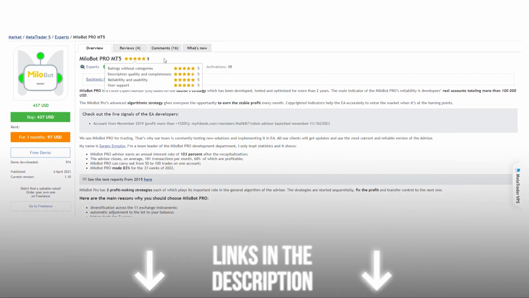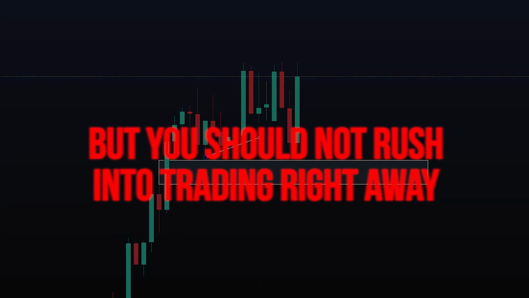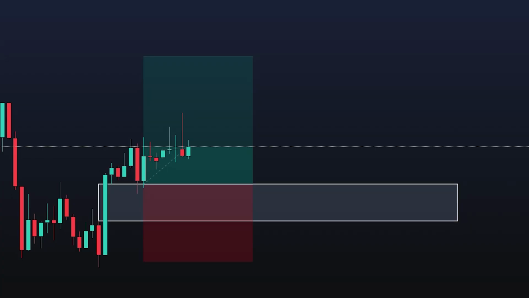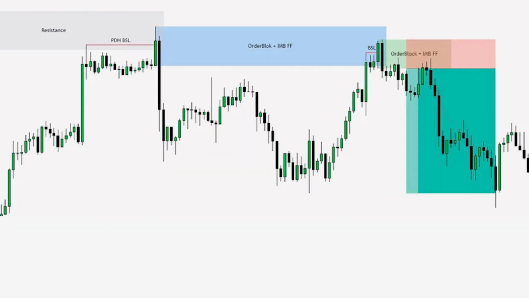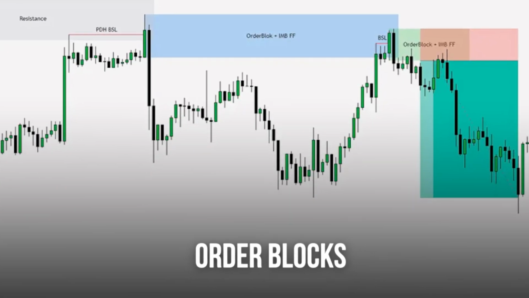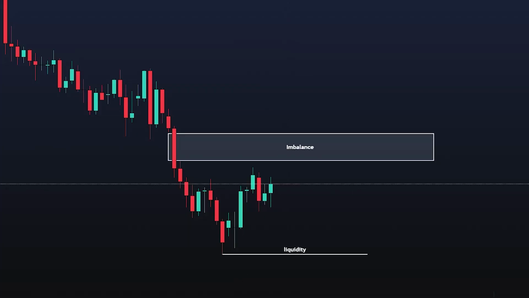Today we have analyzed in detail what imbalances are, why they occur, and how to use them in trading. Now you understand that the market tends to fill imbalance zones, and big players use them to gain positions. But you should not rush into trading right away. Test your strategy first. Conduct backtests, study how imbalances work on different timeframes, and try practicing on a demo account. And in the next video, we'll look at another important tool in smart money concept, order blocks. This is one of the key elements that institutional traders use, and if you want to go deeper into smart money logic, this video will be useful for you.